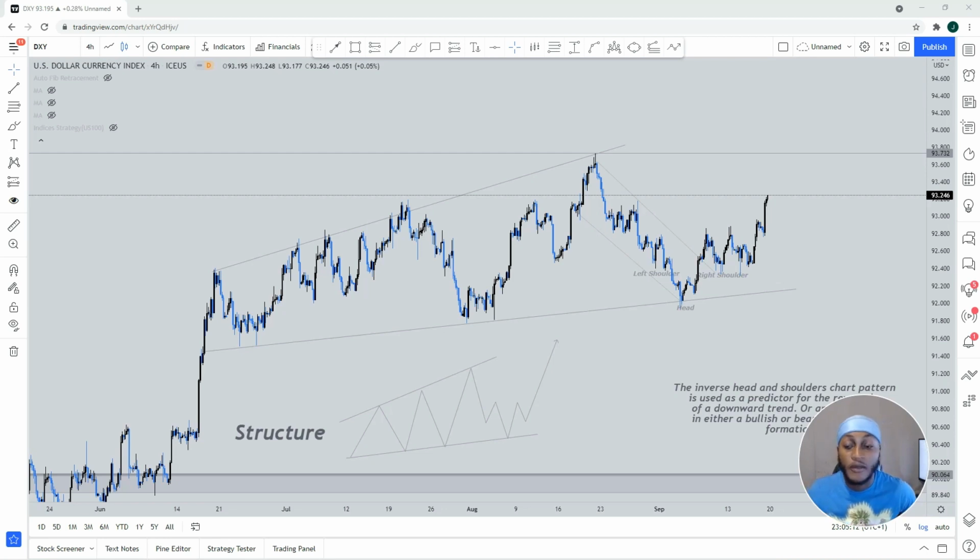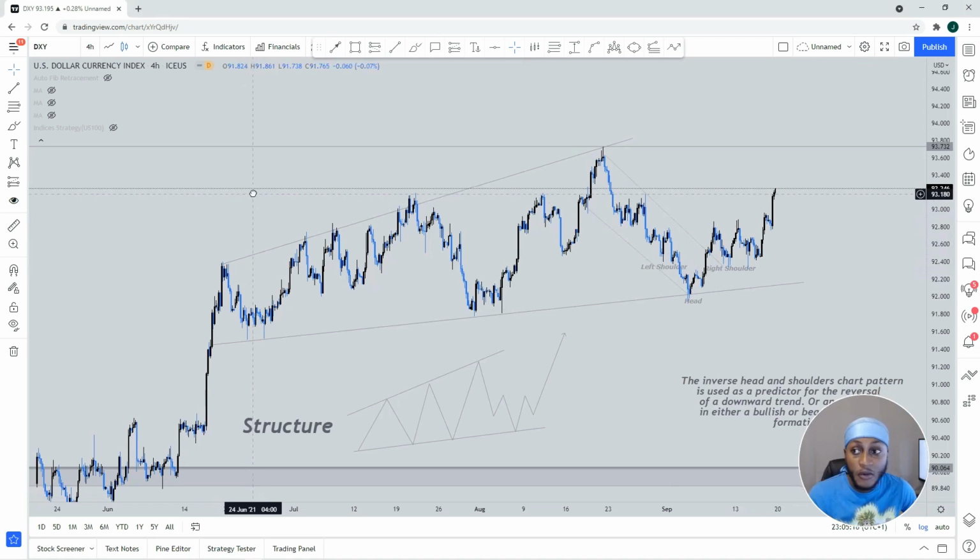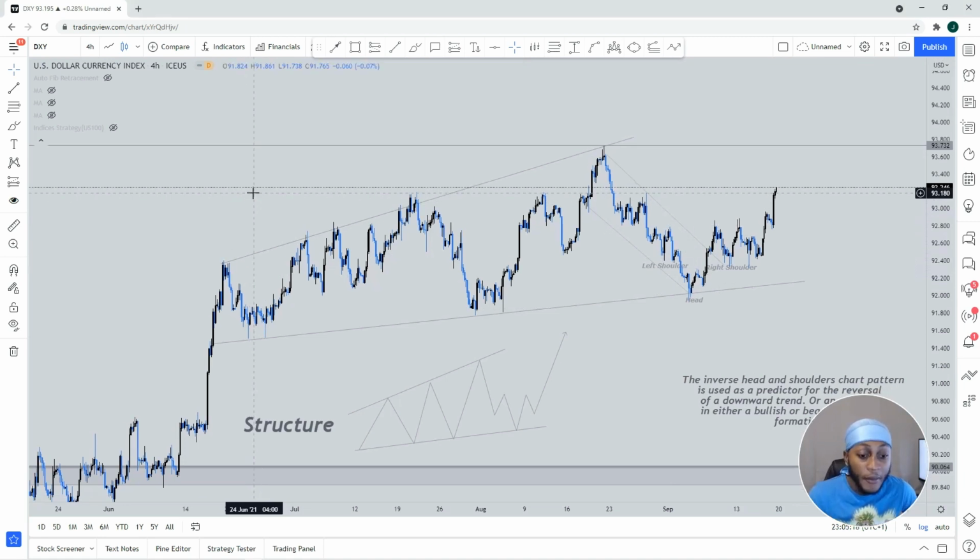So you can see we have the dollar index, which is the DXY. What we have here is our 4-hourly time frame. Yes, the time frame matters, because you need to know which time frame is the correct one to read price action, and how you go about getting your entries on the smaller time frames, like the 15-minute, 30-minute, and the hourly time frame.